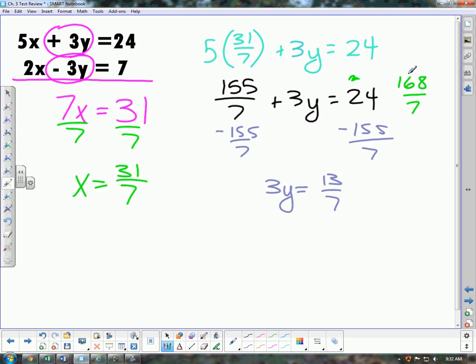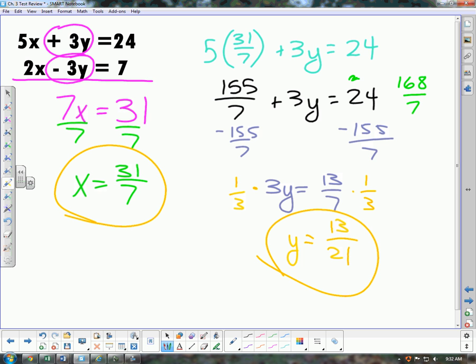And then finally, multiply both sides by 1/3. Same as dividing by 3. And so then you will get y is equal to 13 over 21. And so x is 31 over 7. Y is 13 over 21.